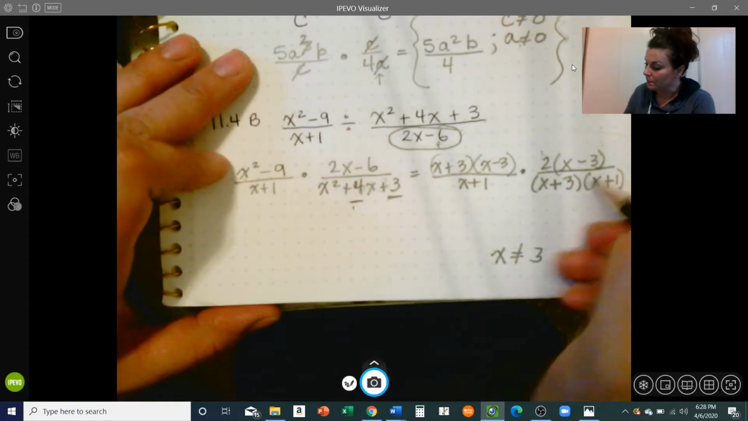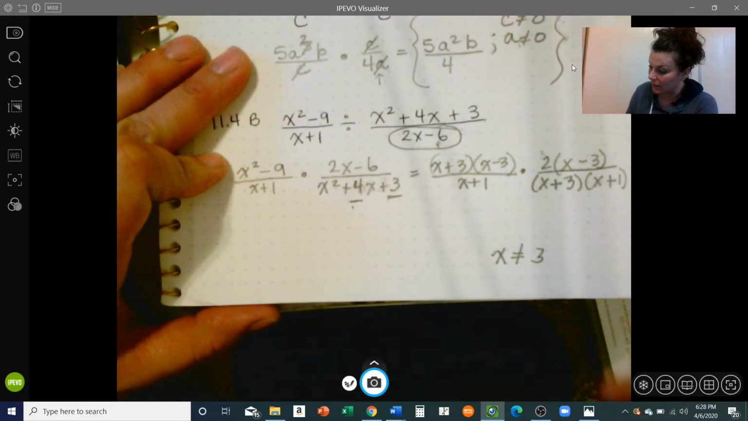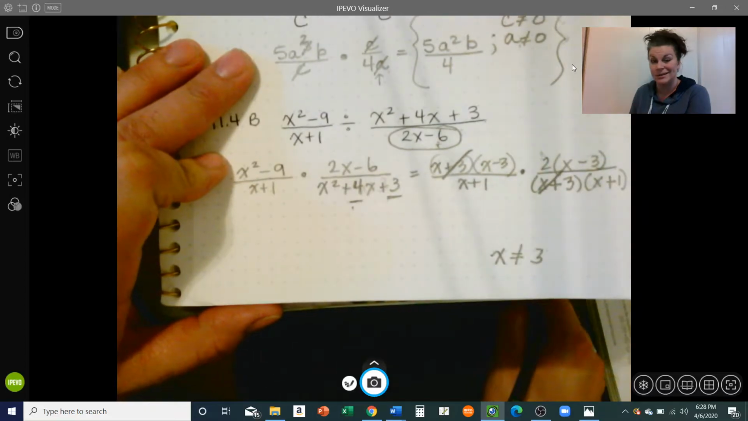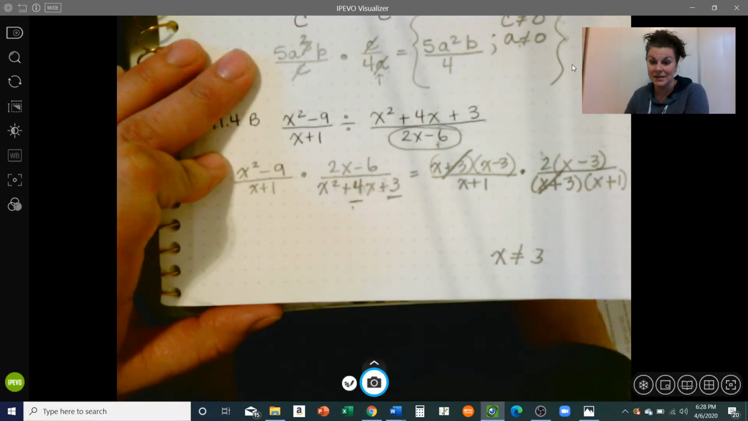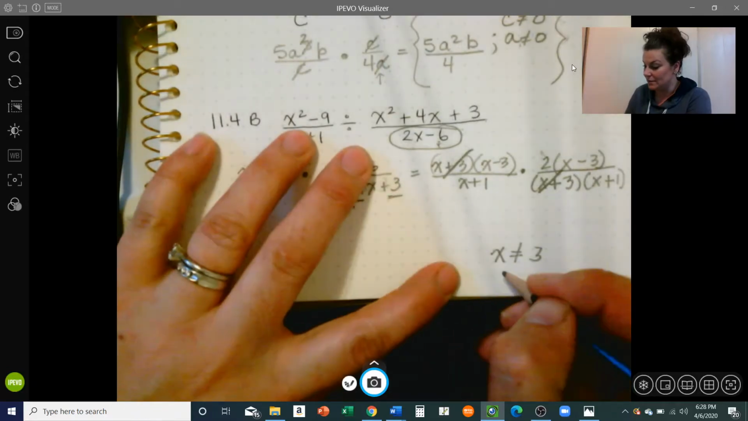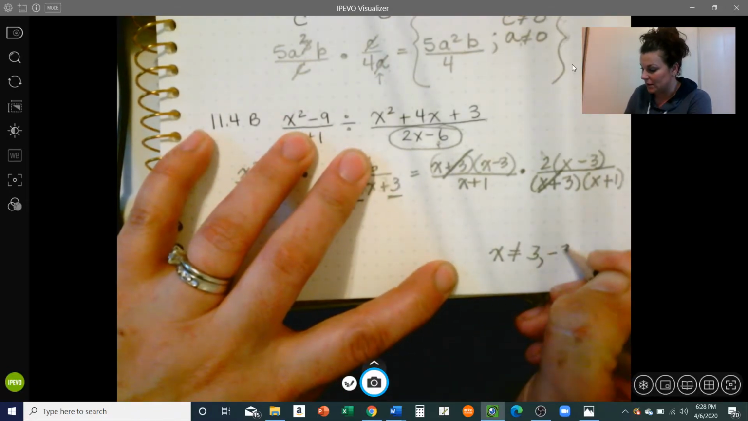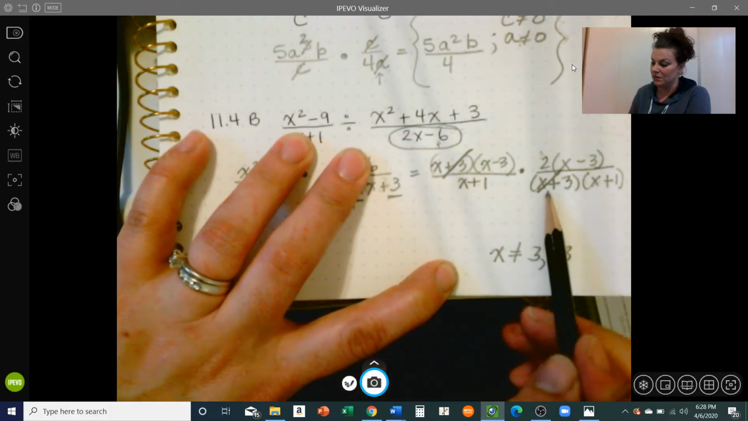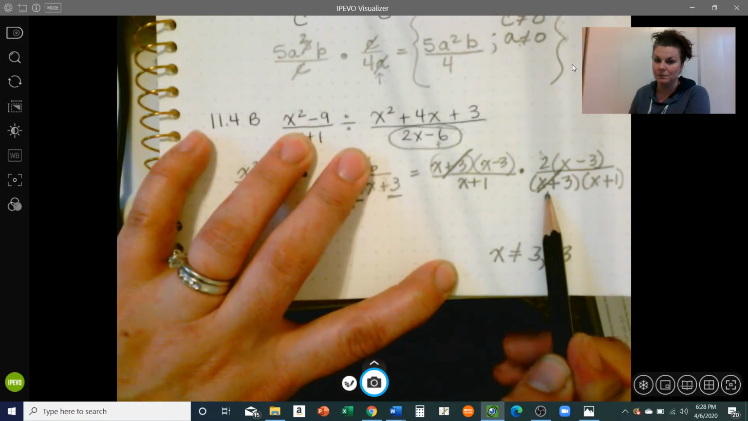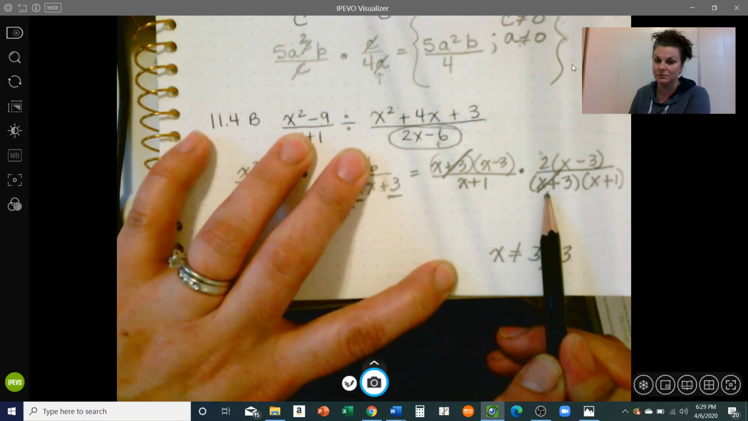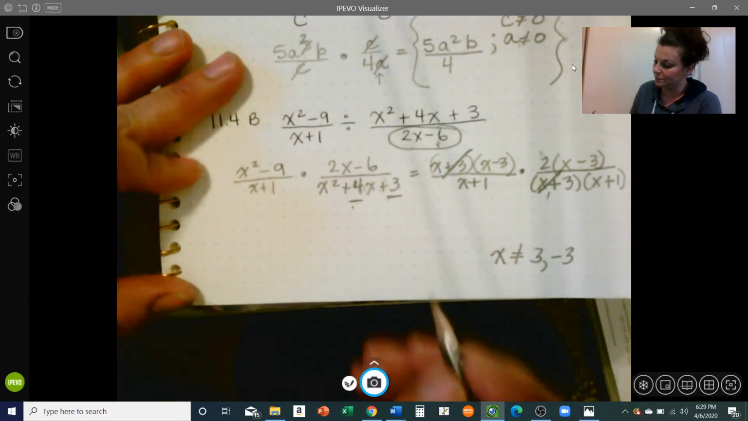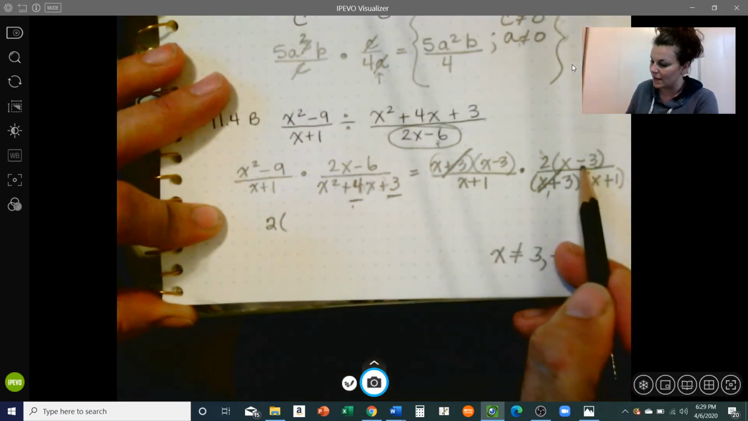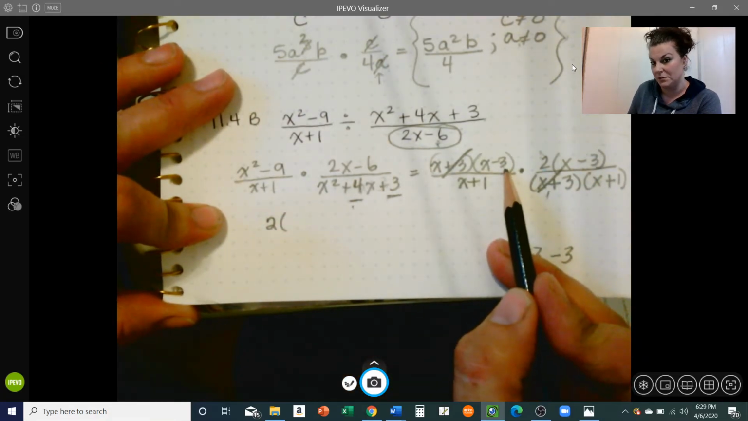Okay. Now I will cancel, and there isn't a lot to cancel. I can cancel the x plus 3's. And that is it. And because I did that, x also cannot equal negative 3, because if I have a negative 3 here, that would make that 0. And I can't have that be 0. So now I'm left with 2 times x minus 3 times x minus 3.